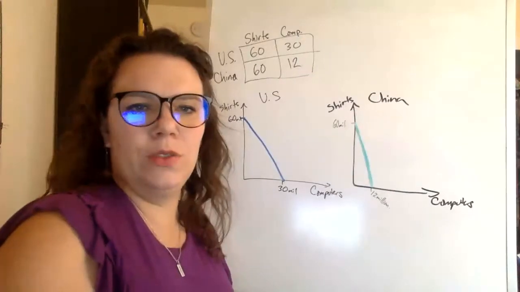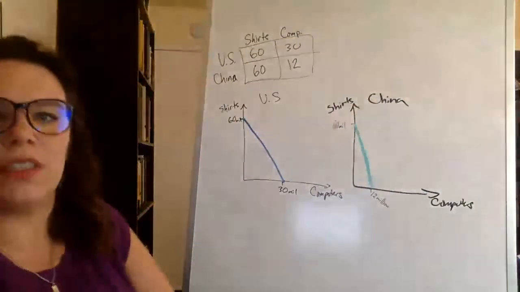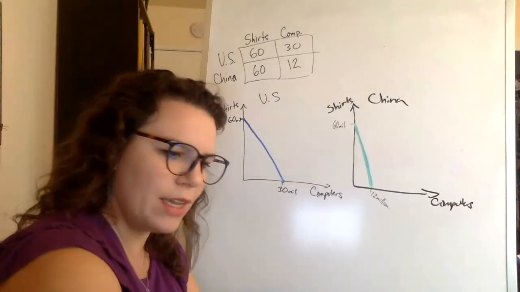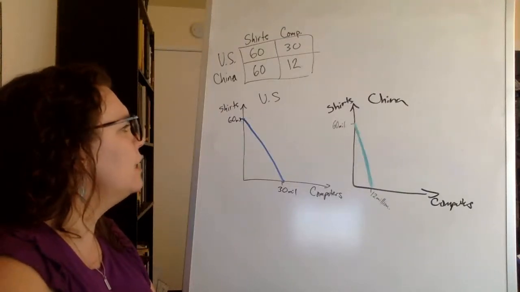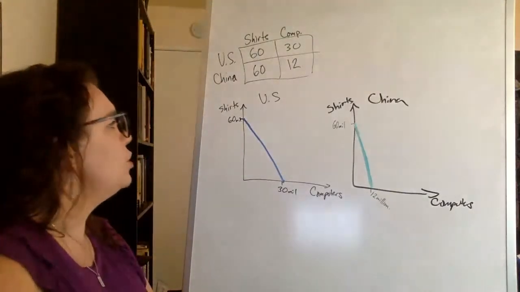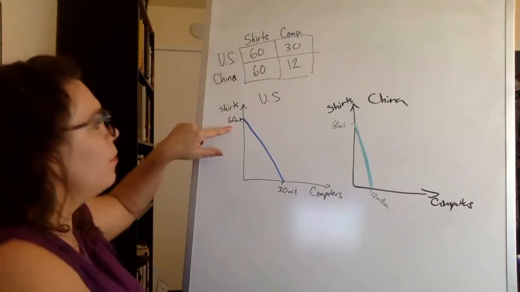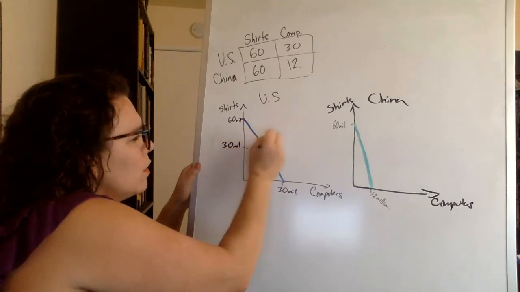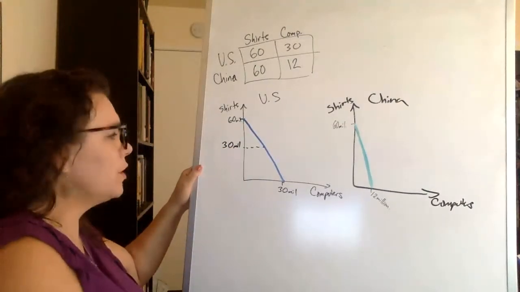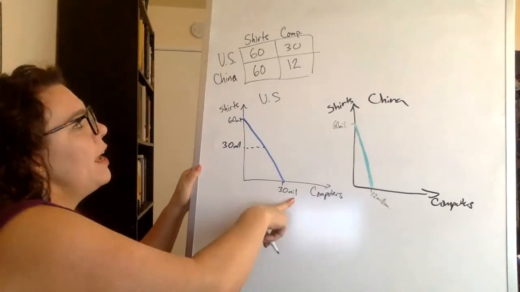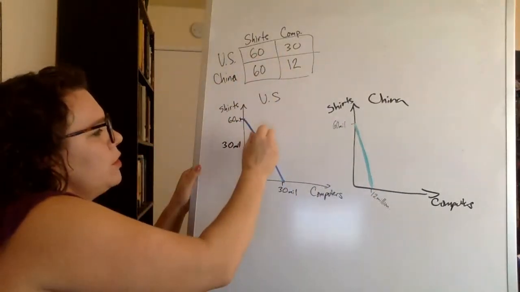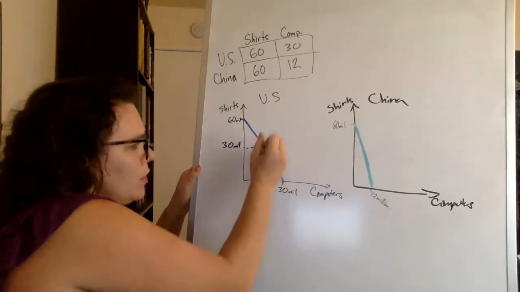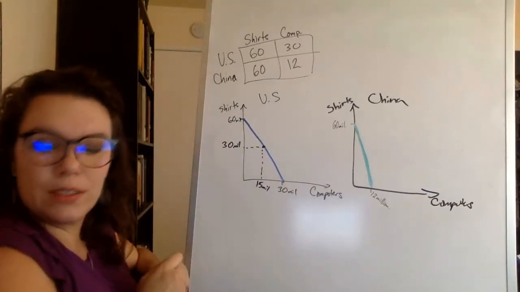So part B says, suppose each country spends half their time producing each good. Indicate on the production possibilities frontier the consumption point without trade. So now we want to say, okay, if the US sends 500,000 workers to produce shirts, they'll make half as many shirts, or 30 million shirts. The other 500,000 workers are going to make computers. They can each make 30 computers. That's going to give us a total of 15 million computers. So that's going to be our production point.